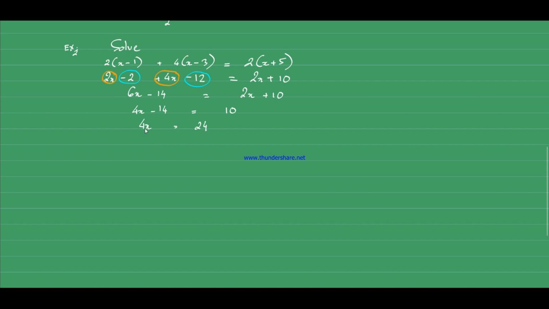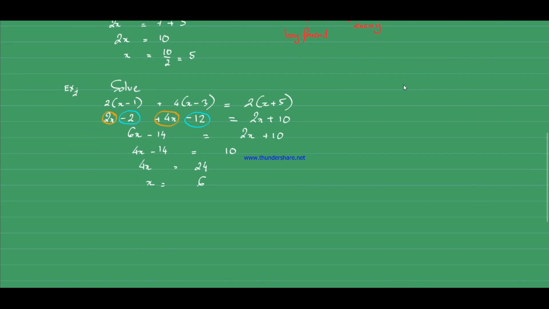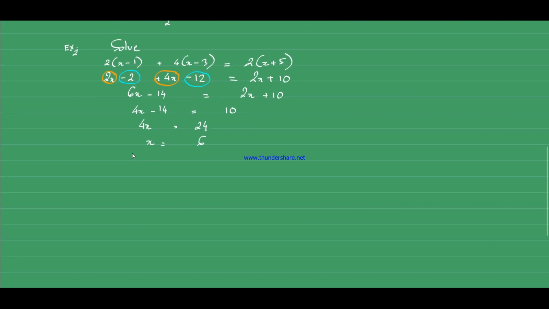Then at the end, you're going to do division to undo the multiplication. So you're going to divide both sides by 4. So you're going to end up with 6. 24 divided by 4 gives you 6. So that's the final answer.